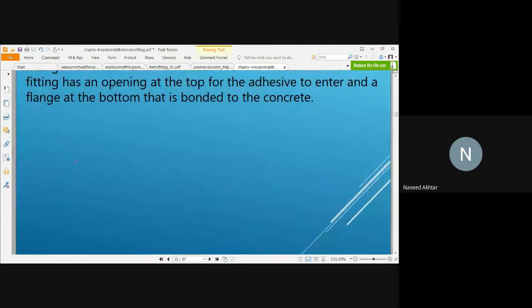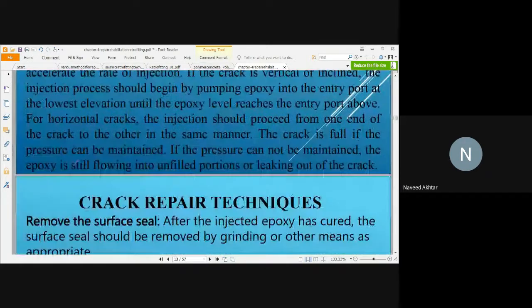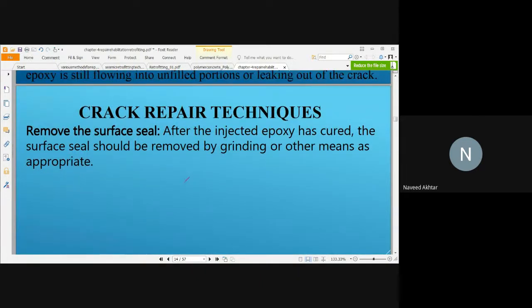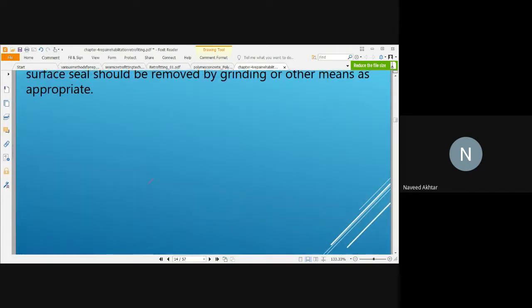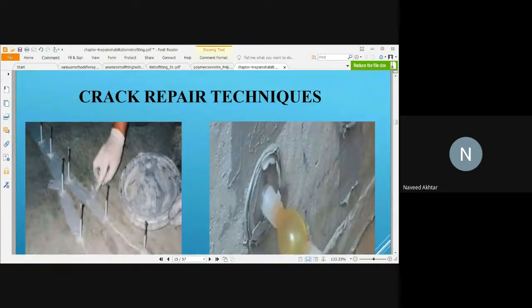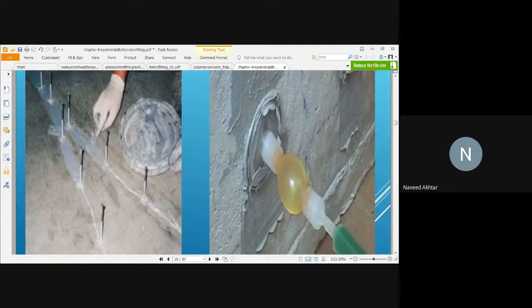So many such techniques are available for the filling of the crack. Okay, if a previous seal is already there and the cracks are still present, you can remove the surface seal and then inject the epoxy. You can see the crack repair techniques. Many such techniques can be identified and deployed.